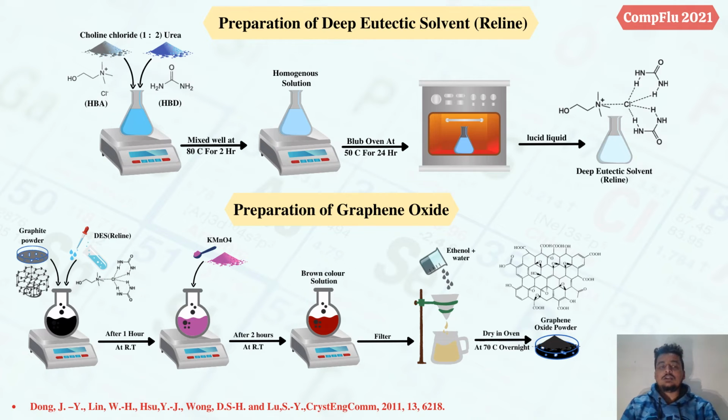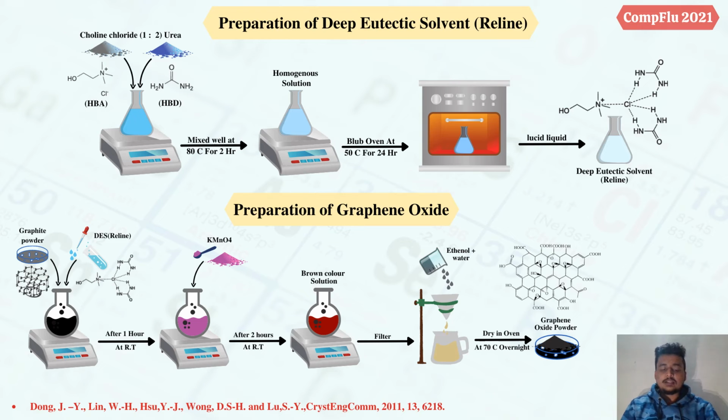For graphene oxide, we take this reline and graphite powder and we add KMnO4 to it. After 2 hours of stirring at room temperature, a brown color solution was observed, which indicates that graphene oxide is successfully prepared. After that we filter the solution and the mixture is washed with ethanol and water. So we get a black color powder, which is graphene oxide.